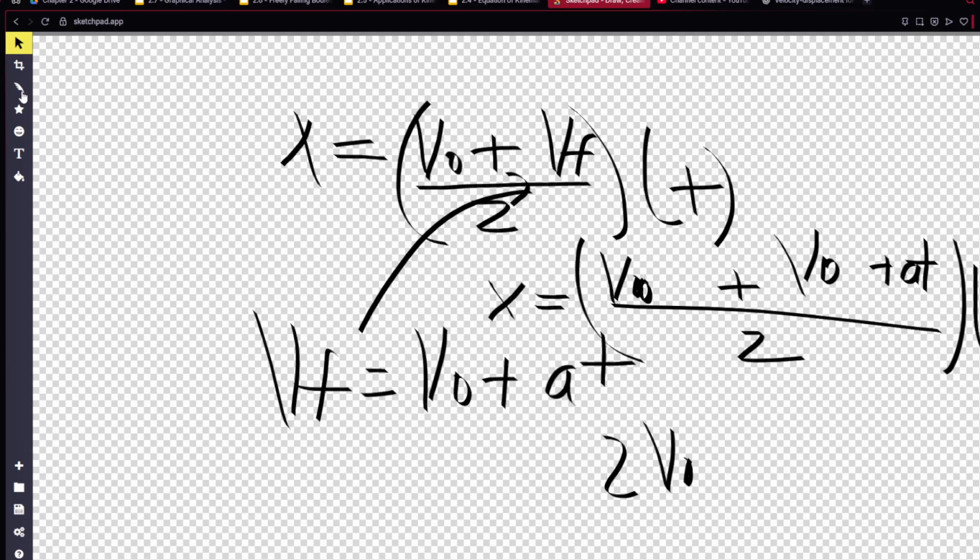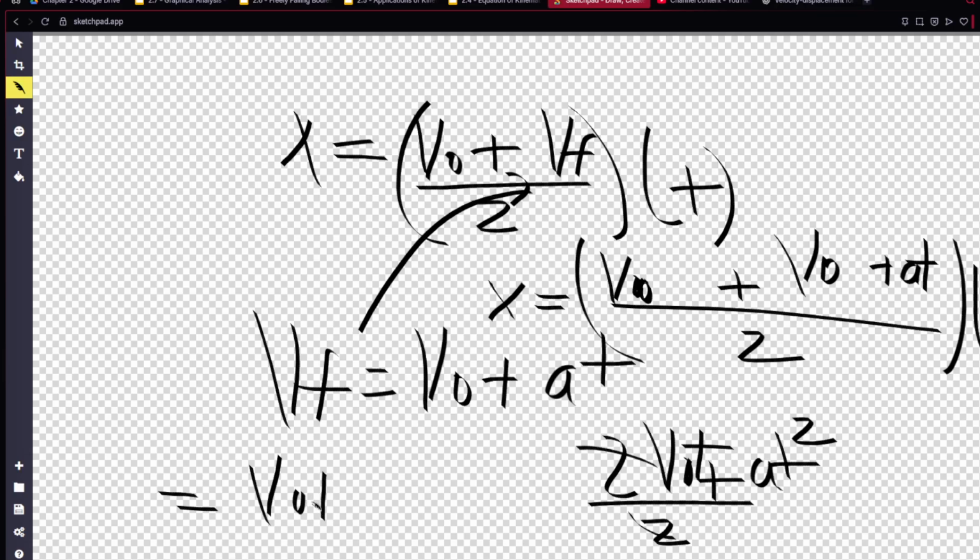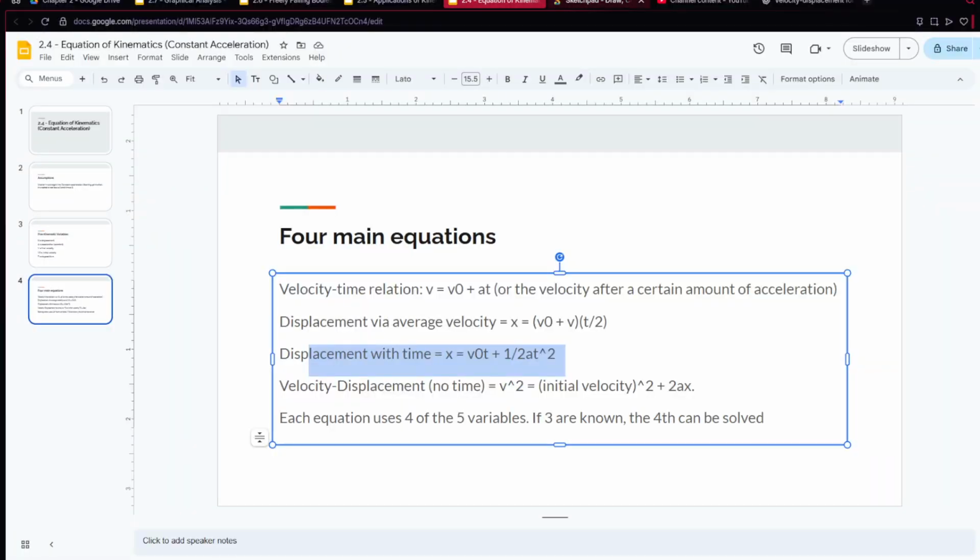So 2v0 divided by 2 plus at, and then you just apply the t to both sides, t squared, because of the distributive property. The 2 cancels out, so we get v0t plus at squared over 2 equals displacement. And we'll use this to calculate the displacement if we don't know the final velocity. Quite simple. Now we have the velocity, displacement, no time.